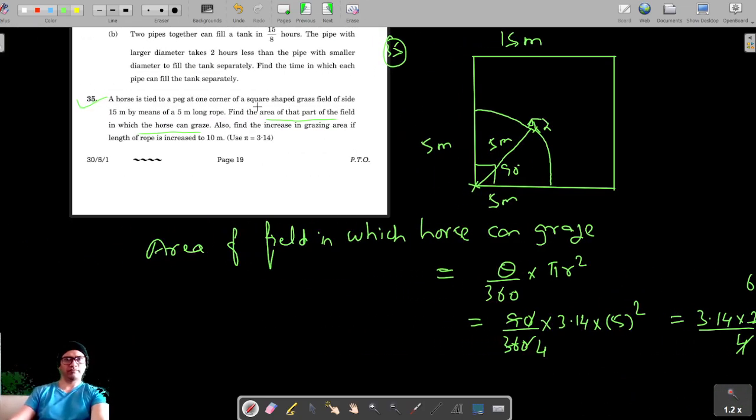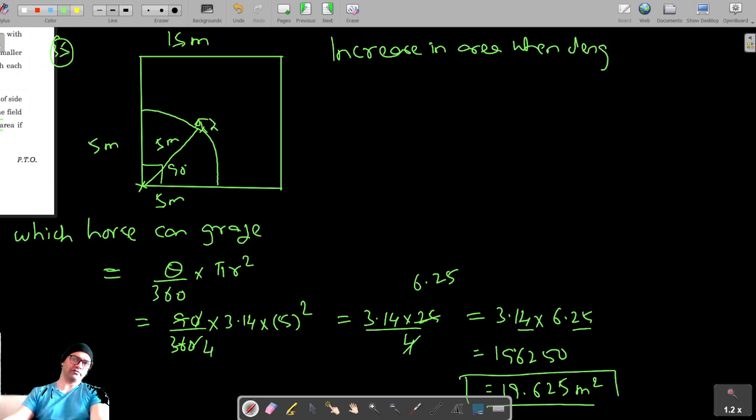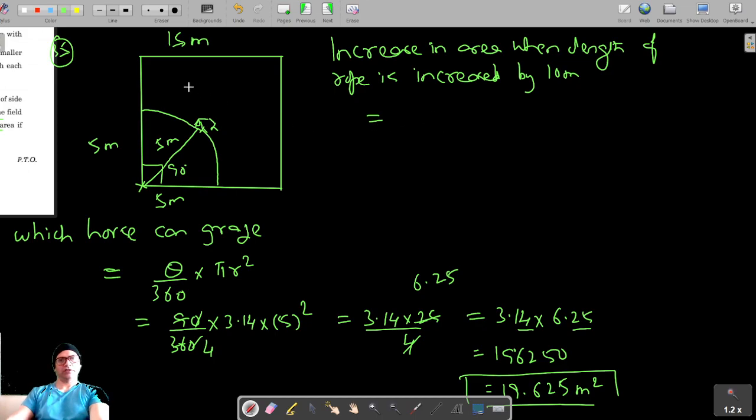Okay, now moving to the next part of the question, we have to find the increase in grazing area if the length of the rope is increased by 10 meter. So the increase in area when the length of the rope is increased by 10 meter would be, now the length of the rope is increased by 10 meter.